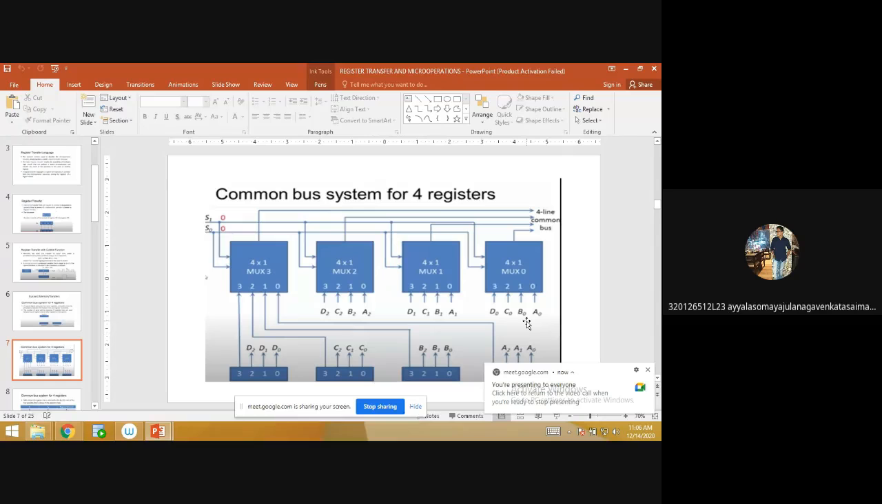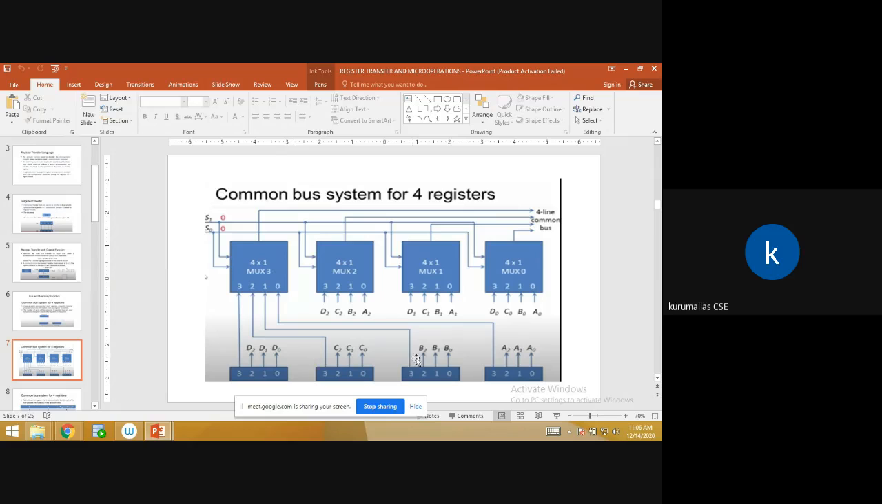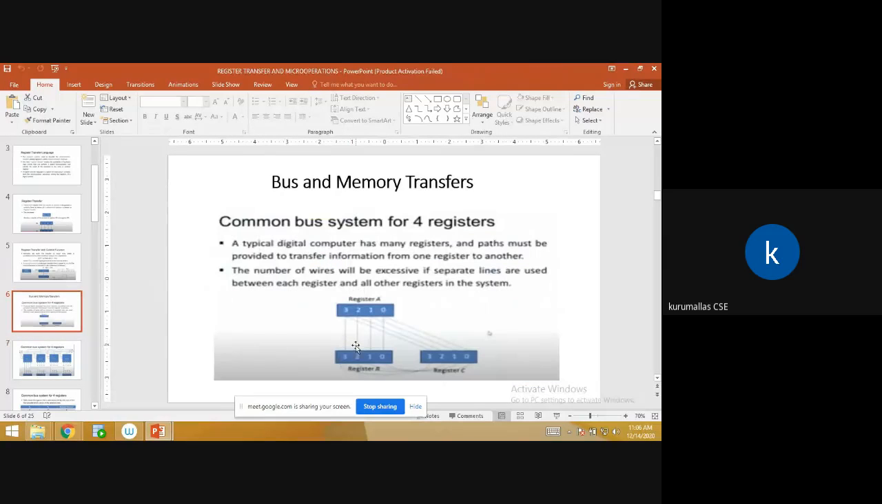Okay. Last class we discussed this one. For your better understanding, I'll repeat it one more time. This is very easy, very simple, and also very important. If you see why we need to go for a common bus system, actually we have a bus transfer mechanism.